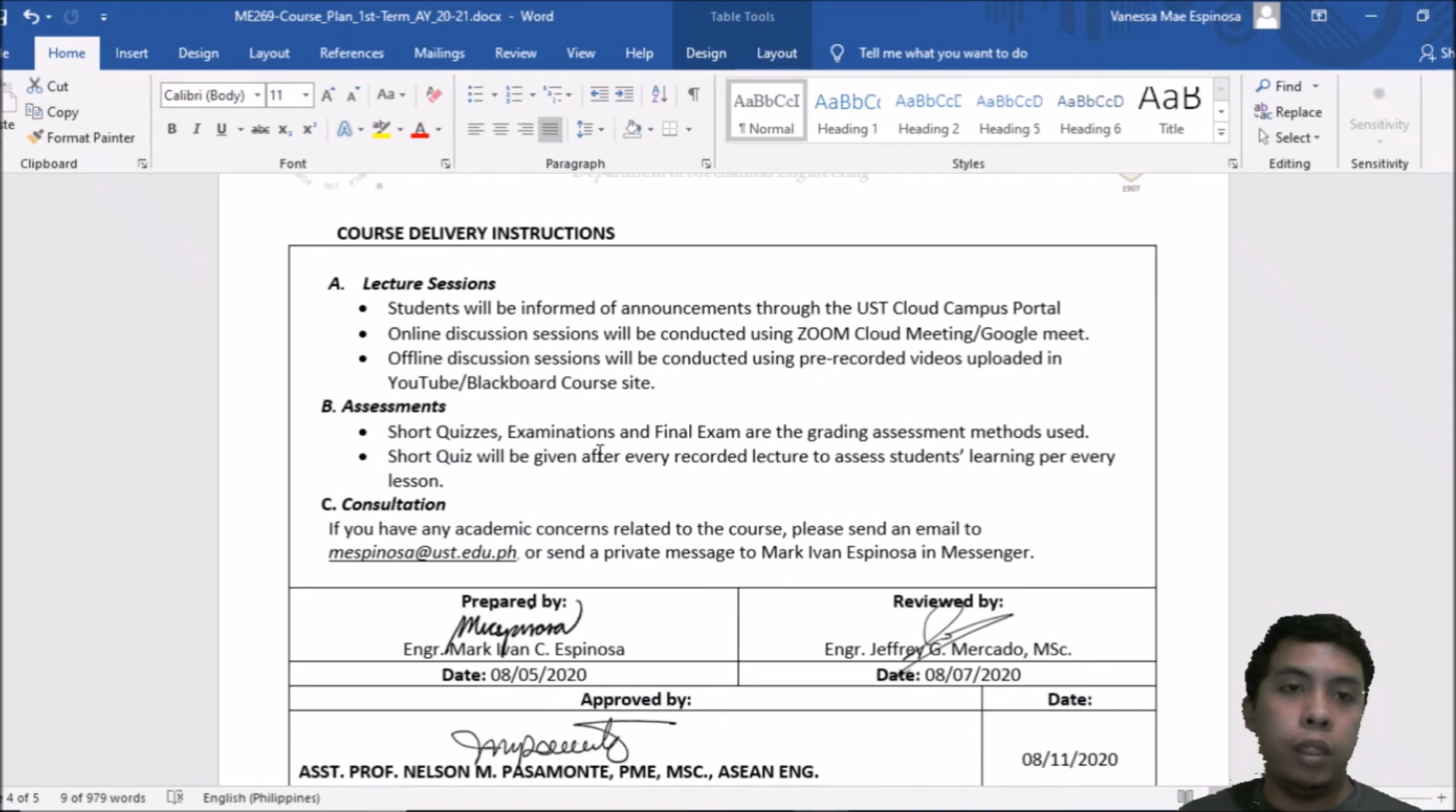Here we have the course delivery instructions. It is similar to MA263 if you have watched the introduction video. First, the lecture sessions. Students will be informed of announcements through the UST Cloud Campus Portal. If you cannot access it, because some students are not yet enrolled there, we can give announcements through Facebook Messenger. I will contact the previous presidents of each section so they can be my contact persons.